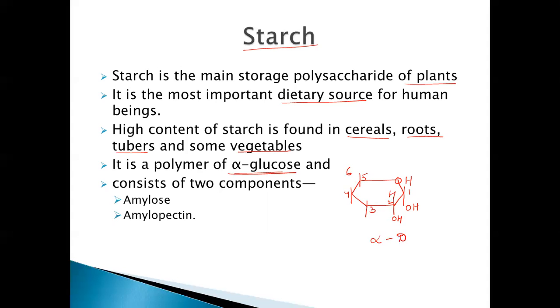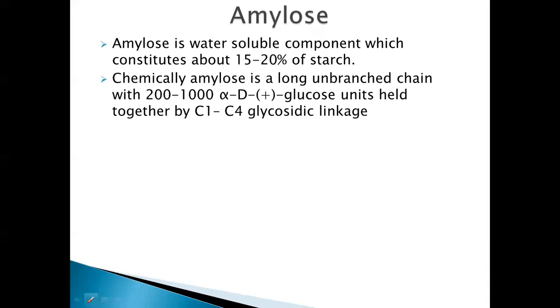So I'm writing the structure of alpha D plus glucose here. At carbon number 3 the configuration is reversed, that is H and OH, and the rest is the same, and the 6th carbon atom is CH2OH. So the structural unit of starch is the alpha glucose unit. There are 2 components we can find in starch: amylose and amylopectin. Let's look at the structure of amylose first.